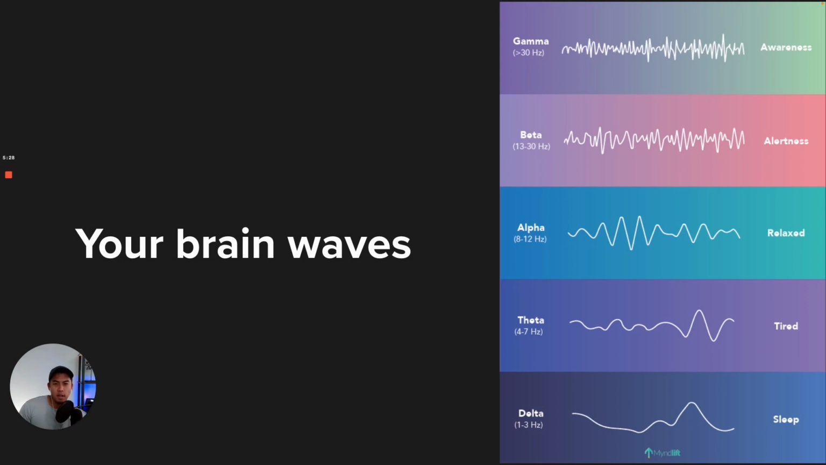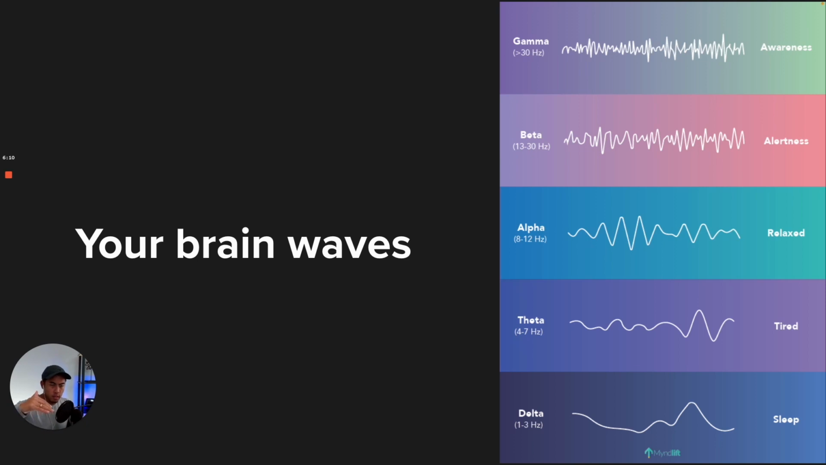So here's a quick breakdown of your brainwaves, and I want to talk about this because flow is directly related to your brainwaves. If you don't know what your brainwaves are, you have gamma, beta, alpha, theta, and delta. You can see here on the right, gamma is when you're awake, in a fully aware state. Beta is when you're alert. Let's say you're going on a hunt or something. You're very alert, you're sharp. Alpha is when you're relaxed, you're settling down, your heart rate's lower. Theta is when you start to get a little tired, when you're about to fall asleep. And then delta is when you're sleeping.